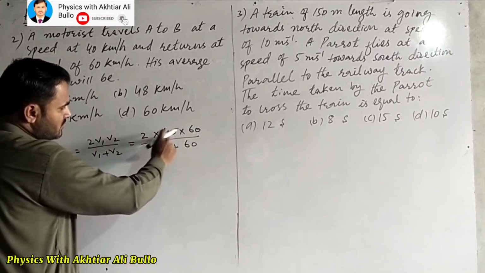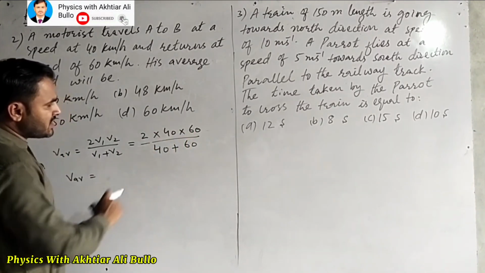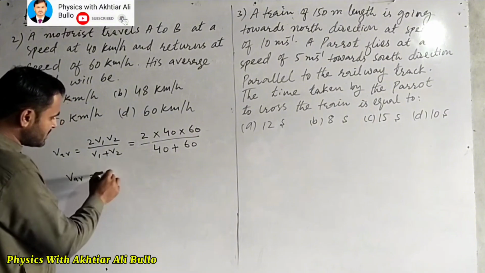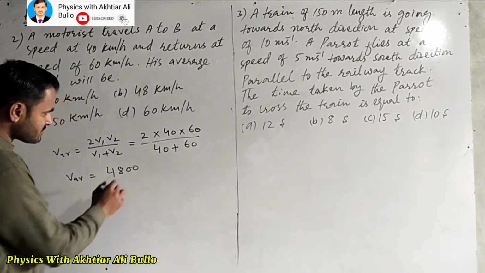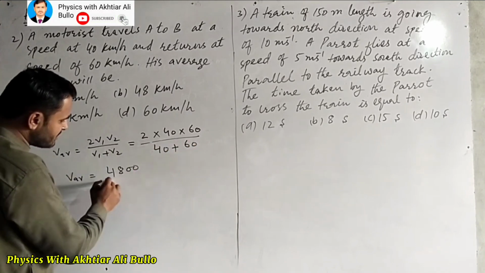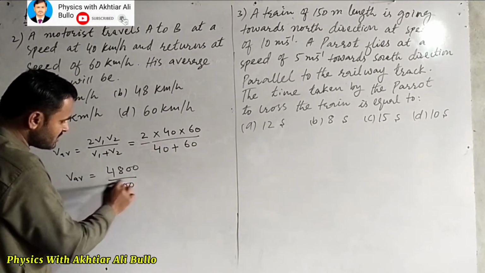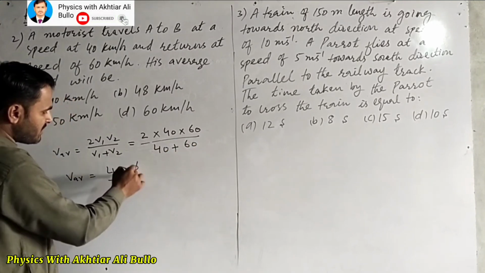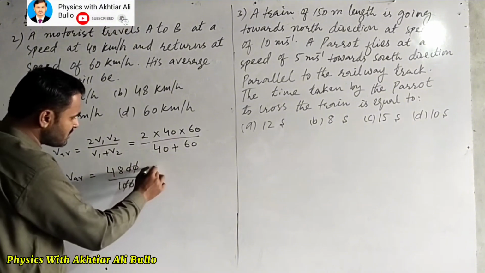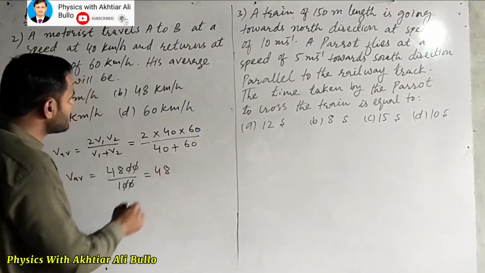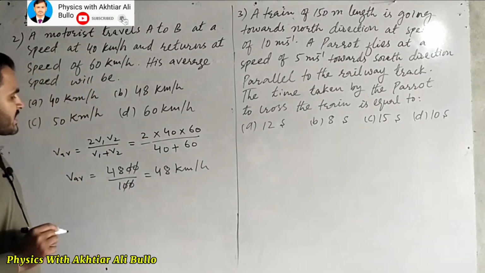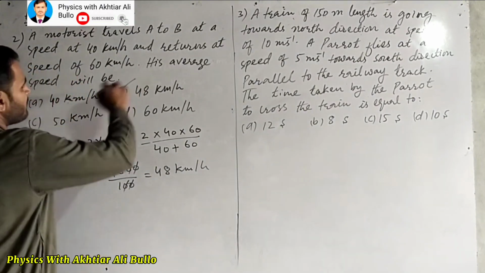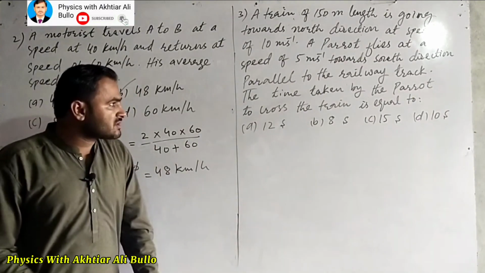2 into 40 is 80, into 60 it will be 4800, and 40 plus 60 will be 100. So 4800 divided by 100 will be equal to 48 kilometer per hour. So the correct option is B 48 kilometer per hour.